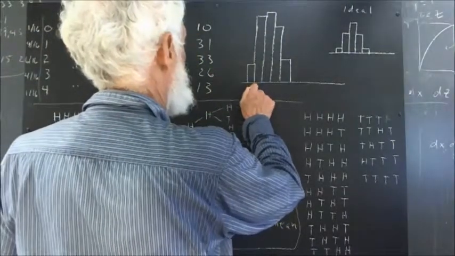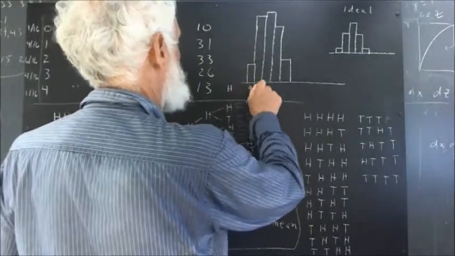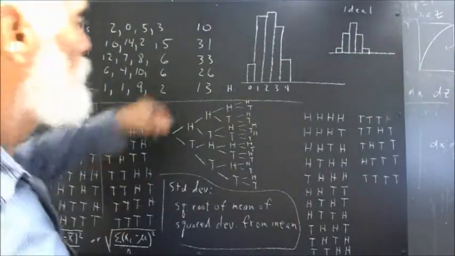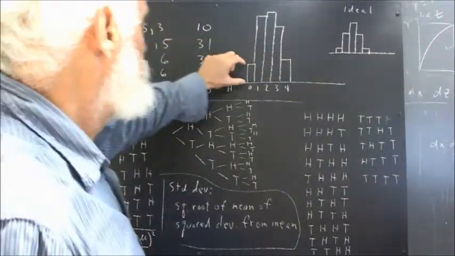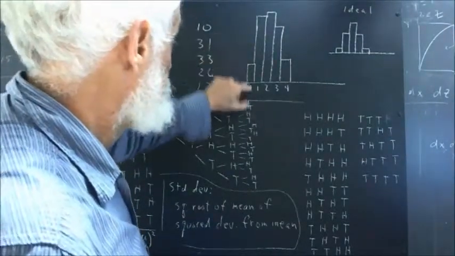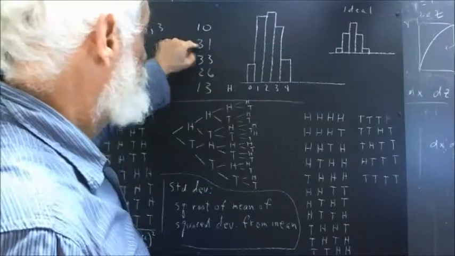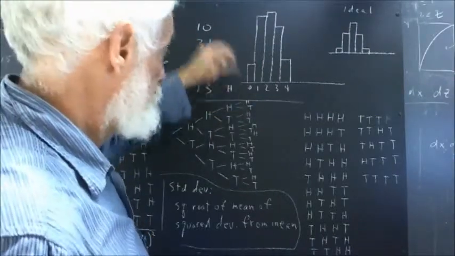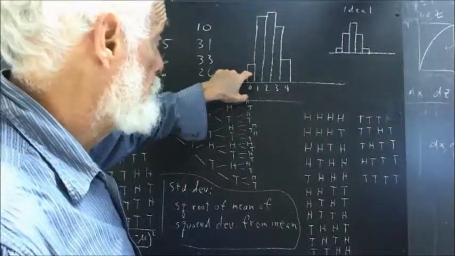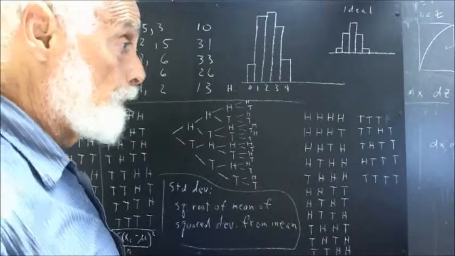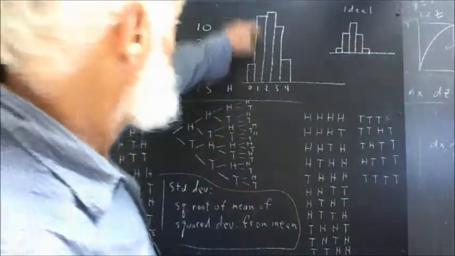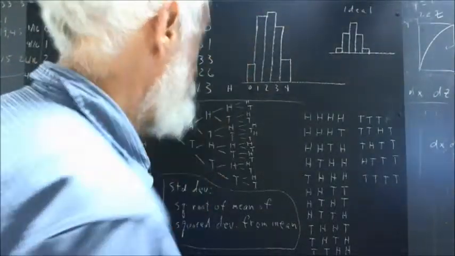So we could say the number of heads is 0, 1, 2, 3, or 4. And we draw a bar that represents 10 corresponding to 0 heads. Then for 1 head, we should have 31. That means that this bar should exceed this bar by a factor of 3.1, because 31 divided by 10 is 3.1. In other words, this bar should be 3.1 times as high as this one.